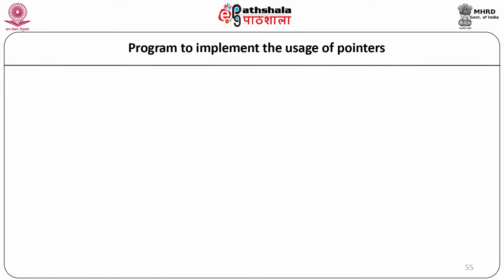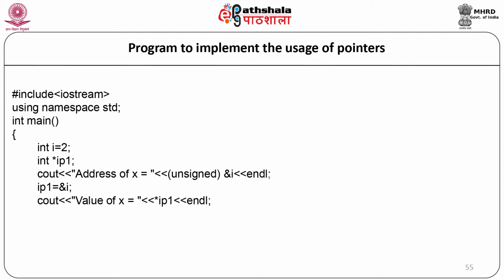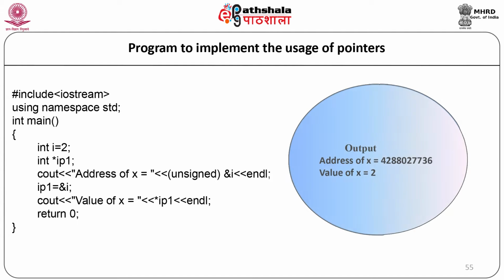Now let us see the program for the usage of pointers. Here we will start with the main function. An integer x is declared with the value 2. The pointer is declared as *ip1. We are displaying the address of x as &x, endl. Now we are giving the address to the pointer as ip1 = &x. We are displaying the message as value of x = *ip1, endl, return 0. When the above code is compiled and executed, it produces the result as the address of x is some hexadecimal number and the value of x is equal to 2.